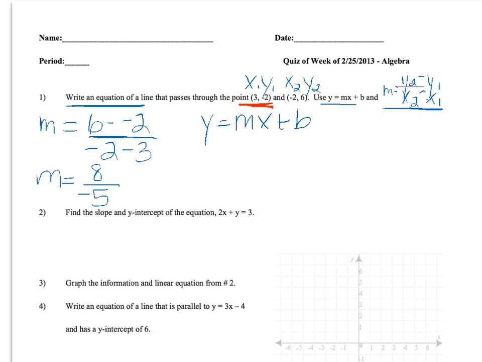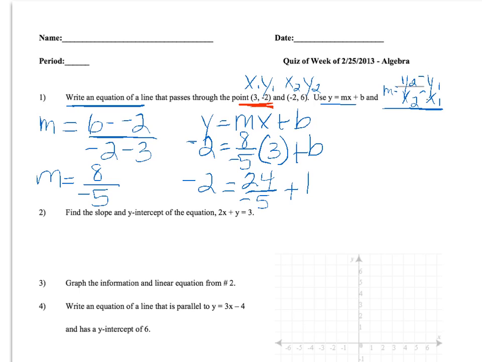I need to solve for b, so I'm going to put in negative 2 for the y coordinate. The slope is 8 over negative 5 times x, which is 3, plus b, excuse me. And I multiply, I get negative 2 equals 24 over negative 5 plus b. And I'm going to add 24 over 5 to both sides. And once I have added 24 over 5 to both sides, I get b equals 14 over 5.